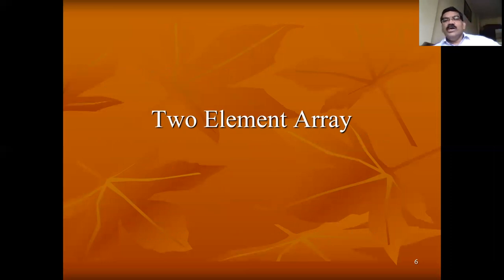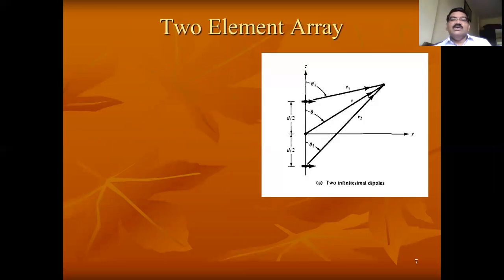So a two element array we are considering. Here in the diagram, you can consider this is element 1 and this is element 2. These two elements are there and you are finding out the parameter at this point. R is the distance from the center, R1, R2. This is the general consideration we are using. From the center, this is d by 2 distance, and this is d by 2 distance from the center.